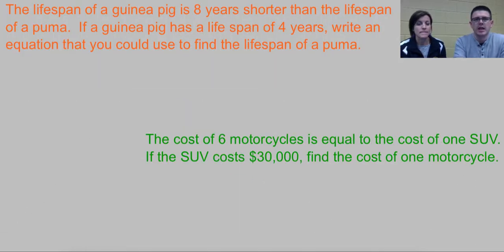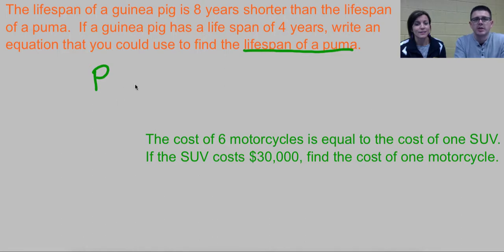Next one is: the lifespan of a guinea pig is 8 years shorter than the lifespan of a puma. If a guinea pig has a lifespan of 4 years, write an equation that you could use to find the lifespan of the puma. So we're trying to find the lifespan of a puma. That's our missing piece of information. So let's call that P for puma.